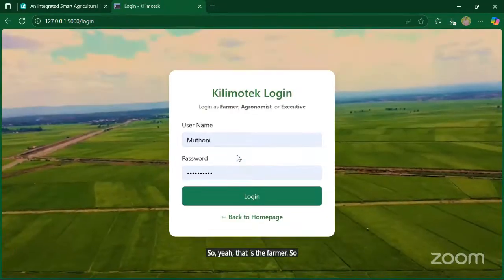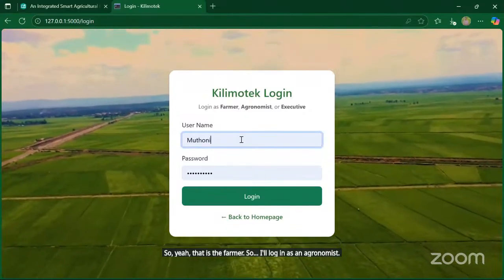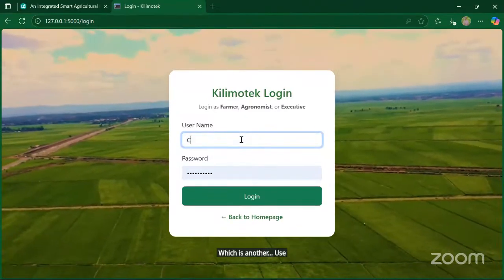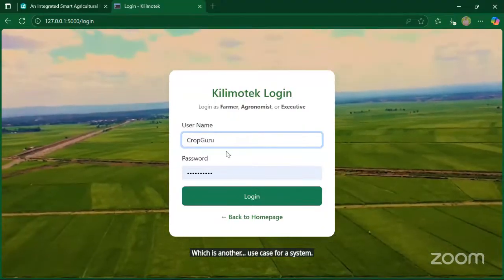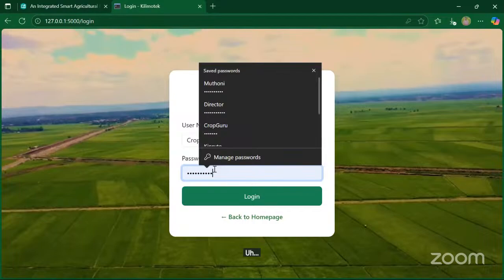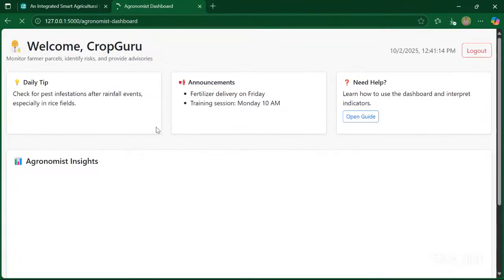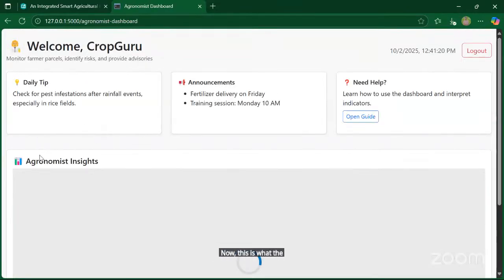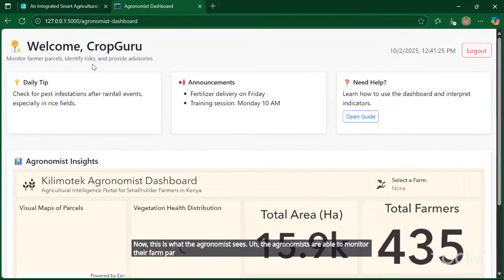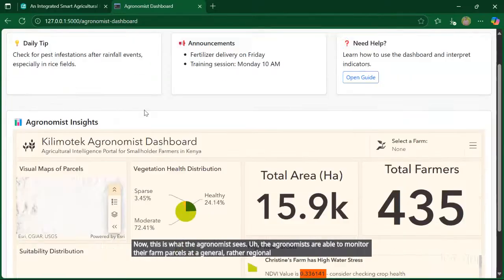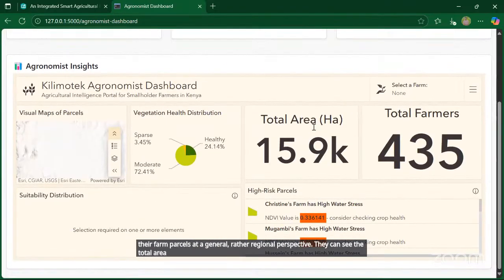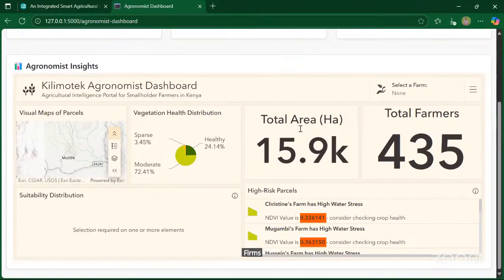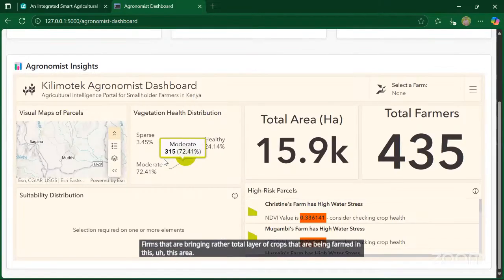So I'll log in as an agronomist, which is another use case for our system. Let us log in, please. Now, this is what the agronomist sees. The agronomists are able to monitor the farm parcels at a general, or rather regional perspective. They can see the total area of crops that are being farmed in this area. They can see the total farmers.